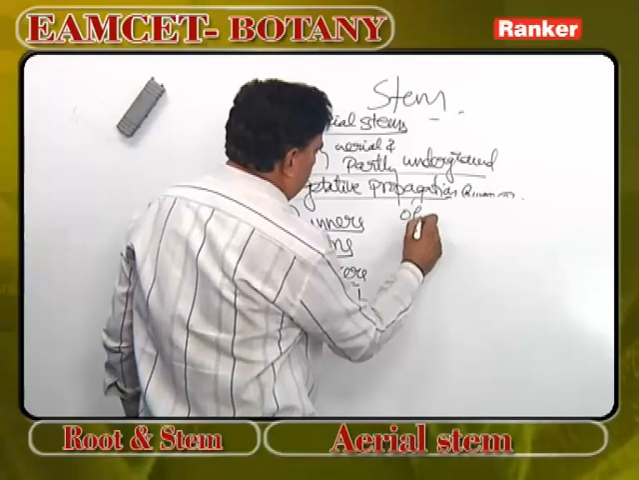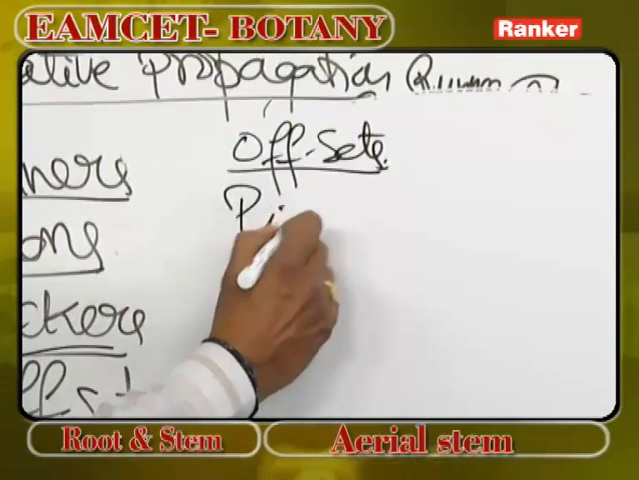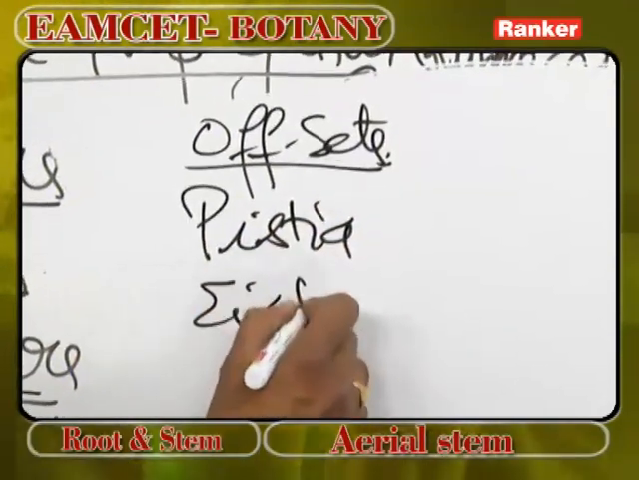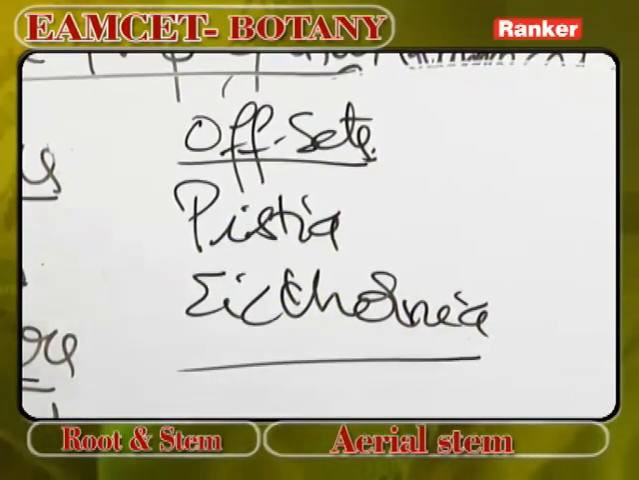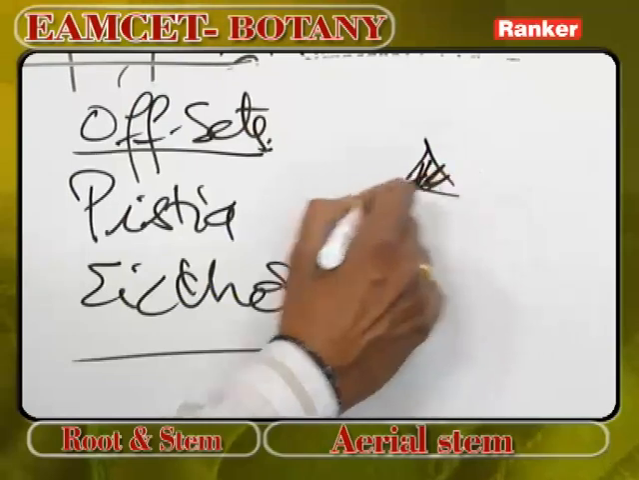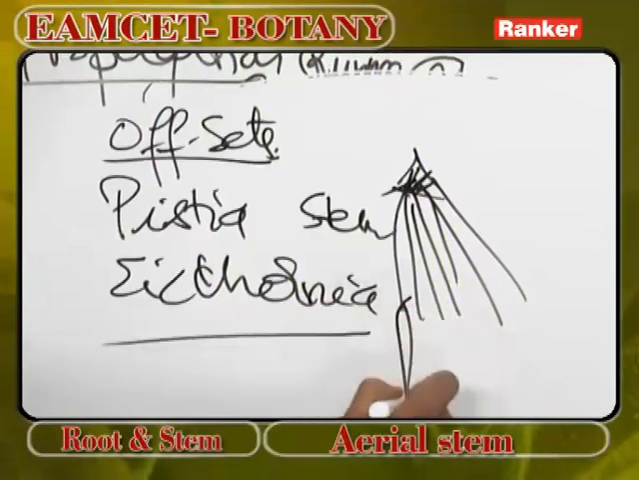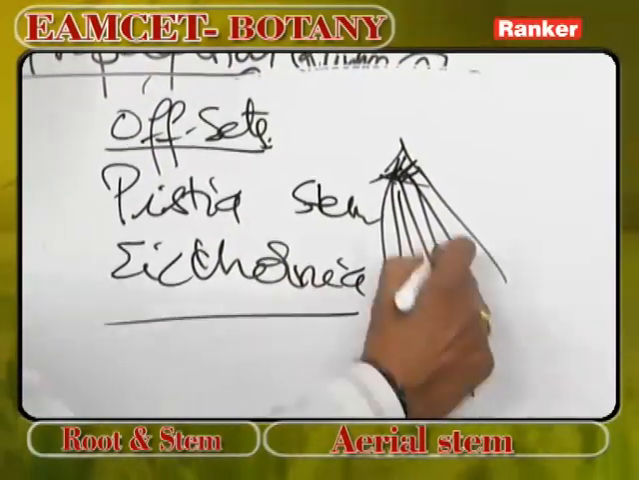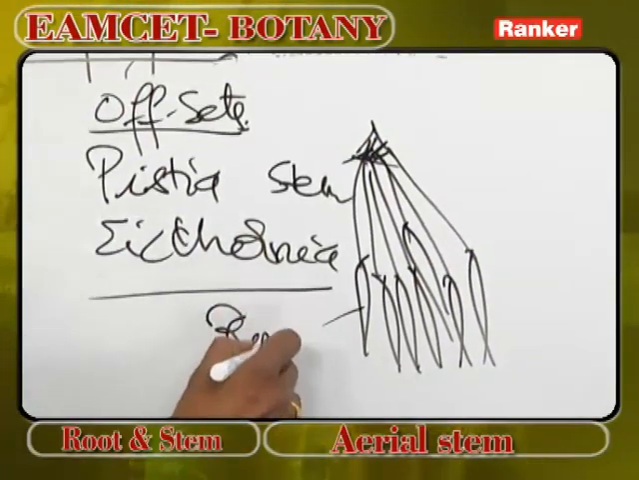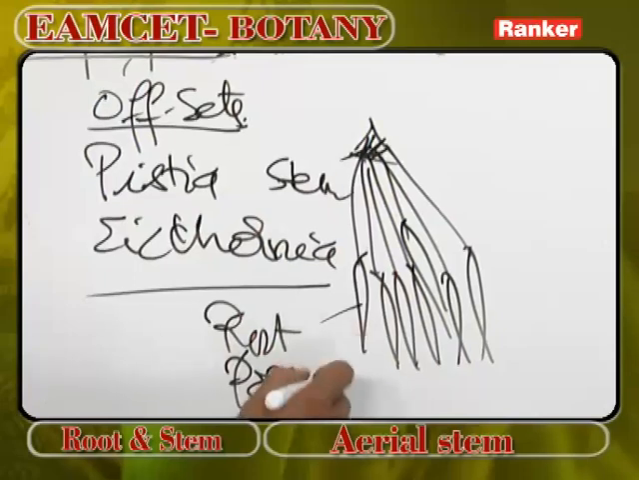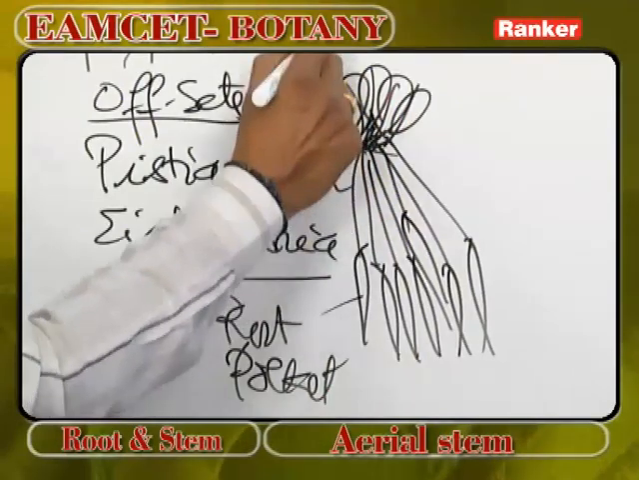Next, coming to offsets. Offsets are normally found in aquatic plants like Pistia and Eichhornia. The speciality of offset is it shows a highly condensed disc-like stem. From the base of the stem, you will find a bunch of balancing roots where the root caps are replaced by root pockets. Above the disc-like stem, a rosette of leaves is present. Rosette of leaves means a bunch of leaves.